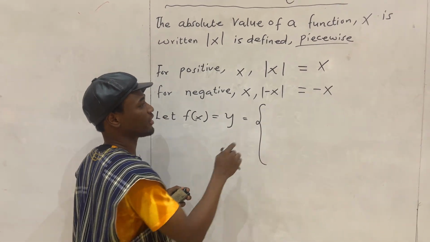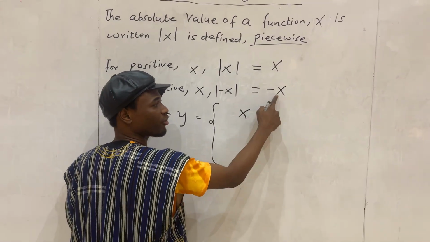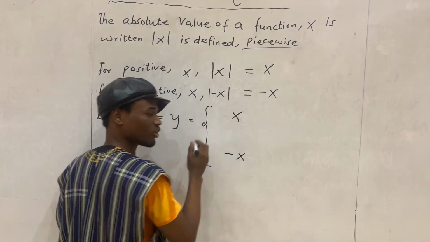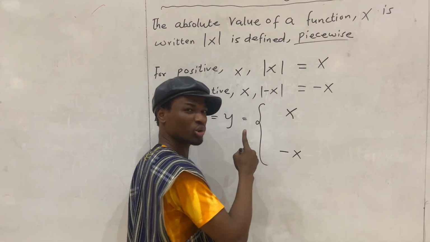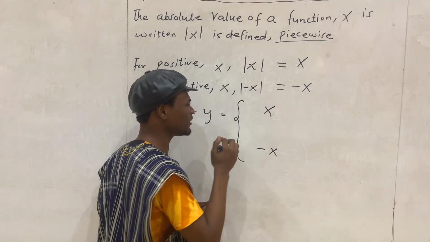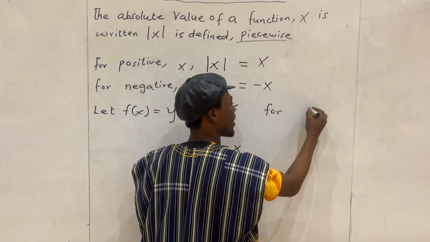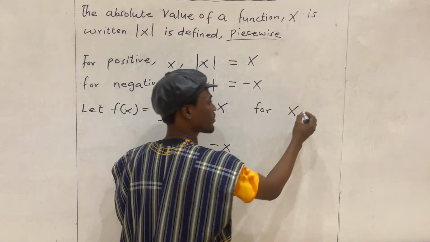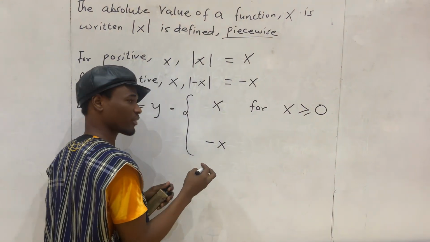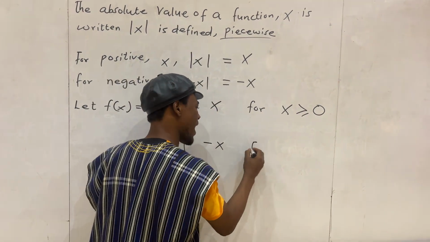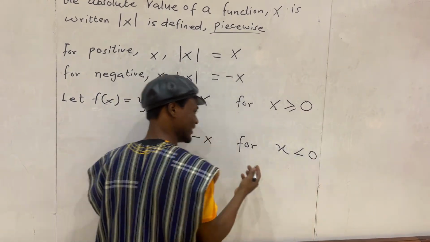So what do I have? I have x over here, and I have negative x over here. And this is only true or defined when our x over here is greater than or equal to 0. And this is also true when our x here is less than 0.